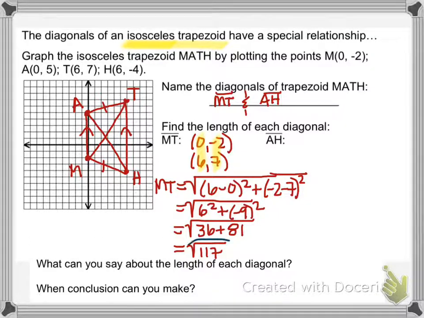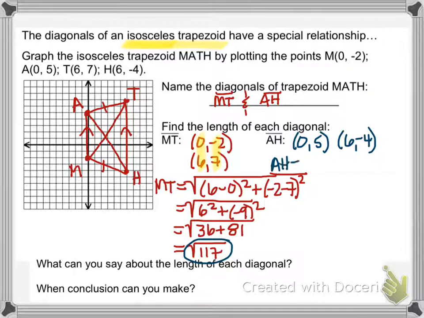That's MT. Now let's find the length of diagonal AH. Its coordinates are, let me write those down. For A, it's 0, 5. And for H, it's 6, -4. And I'm going to try to squeeze this in here. I'm using a different color so you can kind of separate these two.